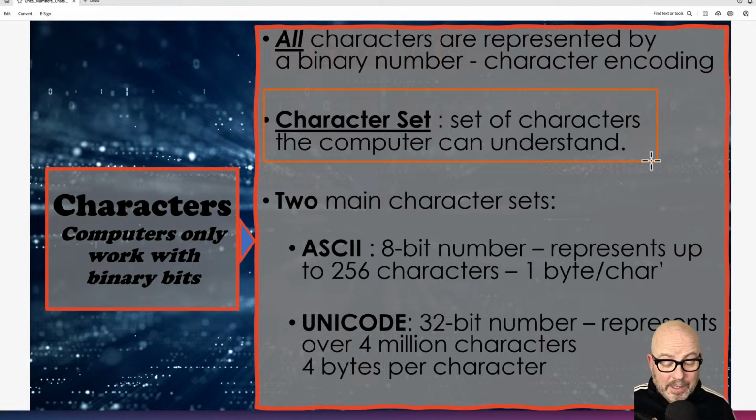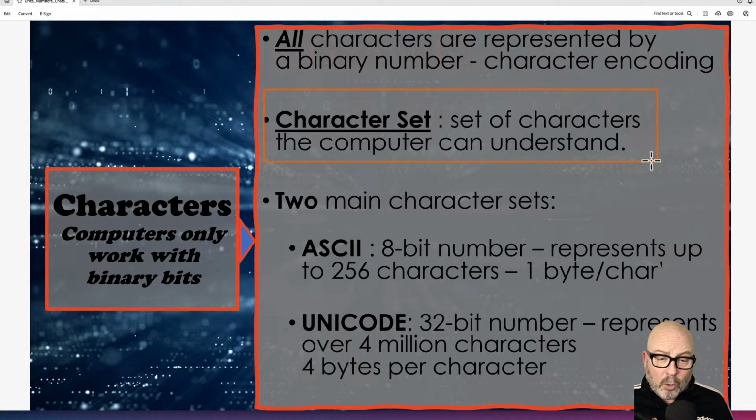This question has appeared again and again because they can only ask so much. So this is your opening gambit, 1 mark. What is a character set? It's a set of characters the computer can understand. 1 mark. Then they'll look at the 2 different character sets.